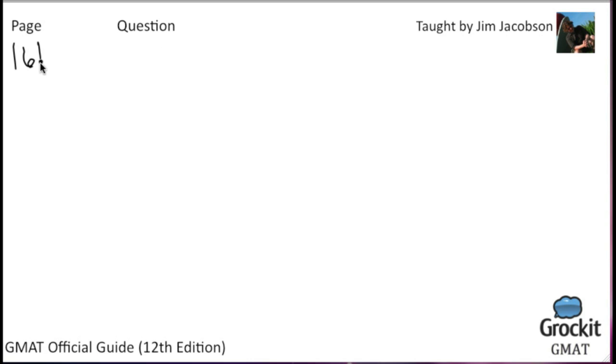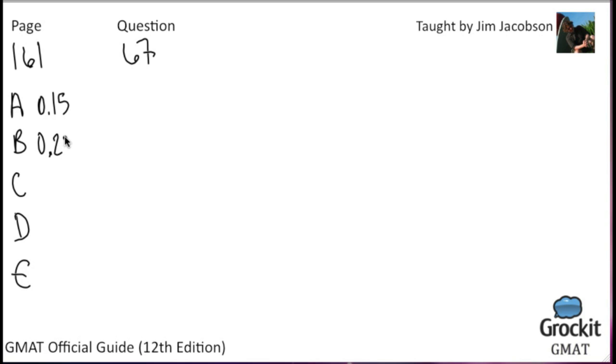161, number 67. We have 0.15, 0.20, 0.25, 0.30, and 0.33.